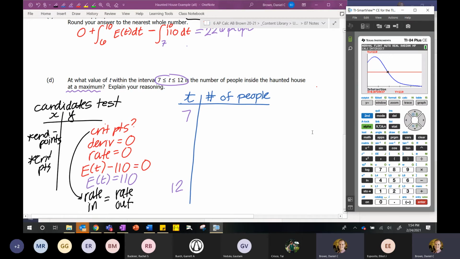I know if you're in class right now, you probably can't see that number because it's really small, but it is 8.875. And so that is the critical point for this situation. So again, let's make sure we're all on the same page where we're at. The most number of people are going to be in this haunted house at either the 7, the 12, or that 8.875.